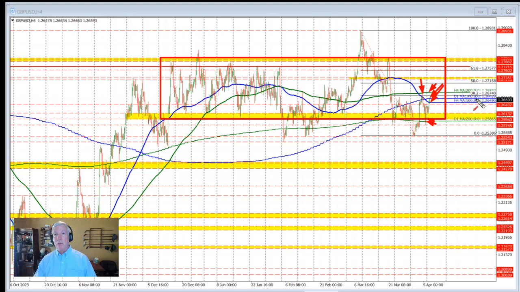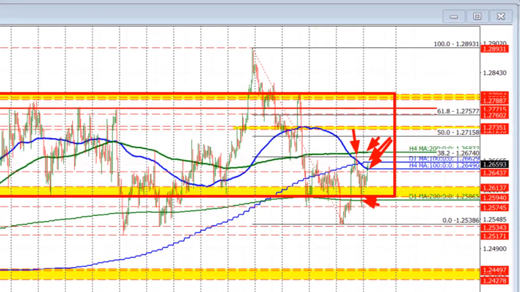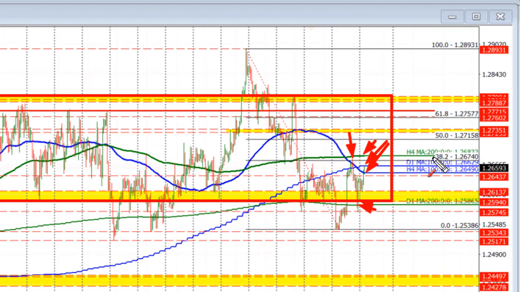If we get above the 100-day moving average of 1.26629, and we just stretched toward that level, we're going to be looking toward that 200-bar moving average on the 4-hour chart. Get above that and we start to think in terms of the higher levels for this currency pair, including the 1.28 level on the top side.